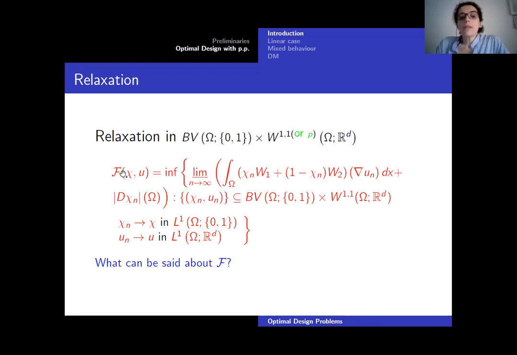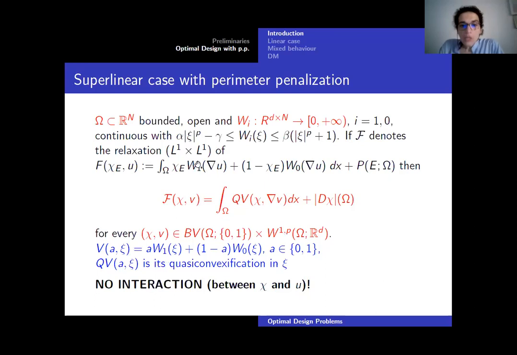What's the point? The way it is defined, it is well defined. The point is that we would like always to have a representation for this functional F whenever this is possible. And this was my first aim. So in the case where both densities, W1 and W0, have p growth from above and below, we were able, Graça Carita and I, to characterize and represent this functional calligraphic F.